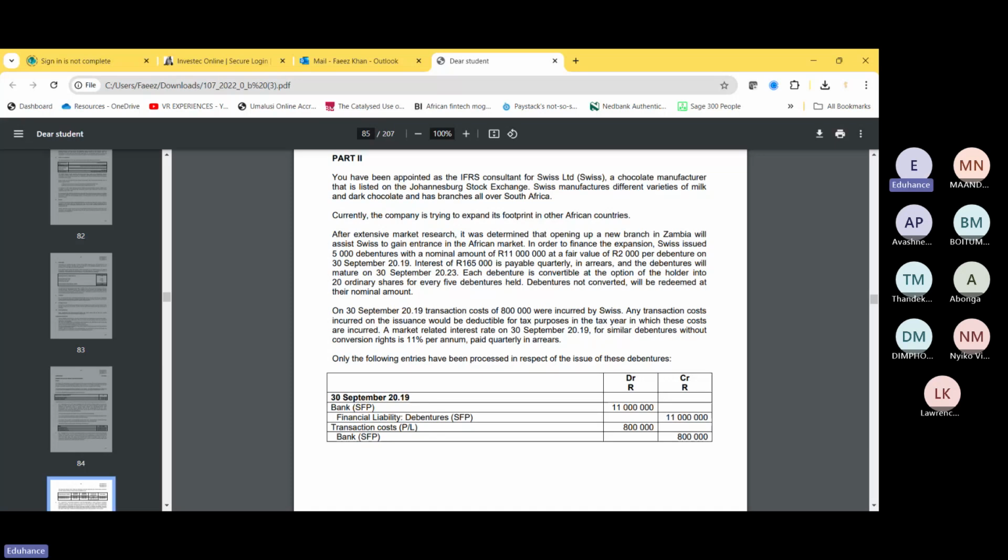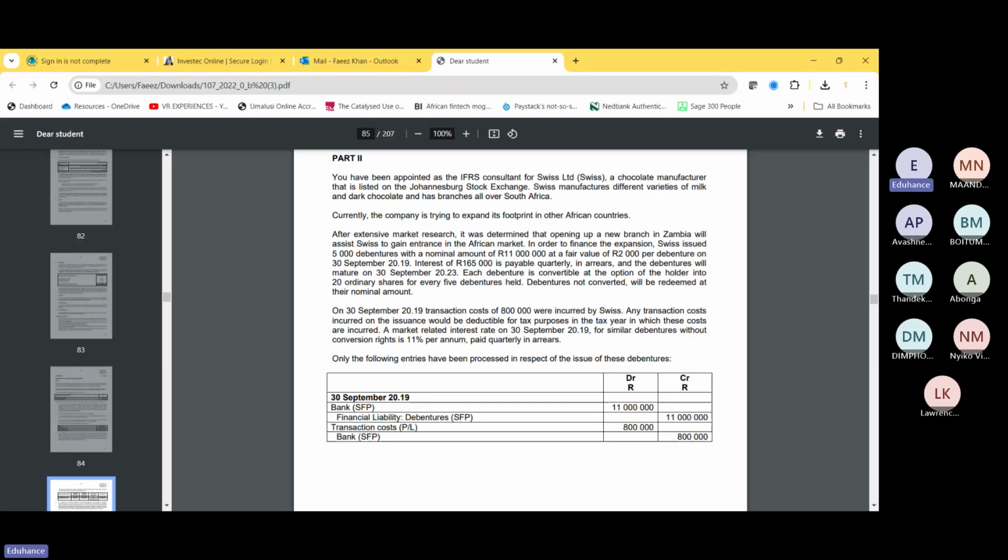Here they're telling us interest of 165 is payable quarterly in arrears, and the debentures will mature on 30th September 2023. Now we can work out the period. The period would be from 30th September 2019 to 30 September 2023. So that would be 30 September 2020, that's 1, 2021, 2022, 2023. So that is basically 4 years that we will have these debentures in play.